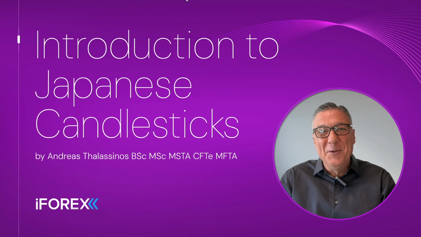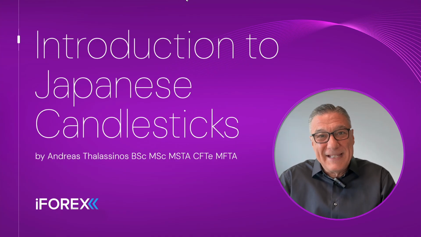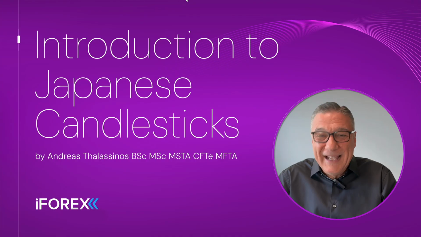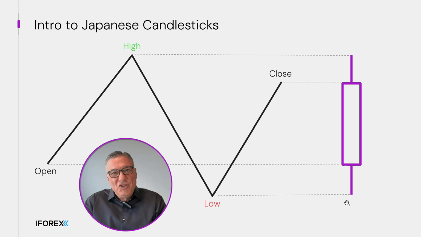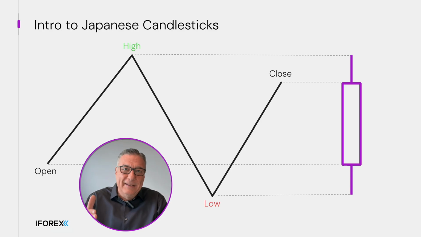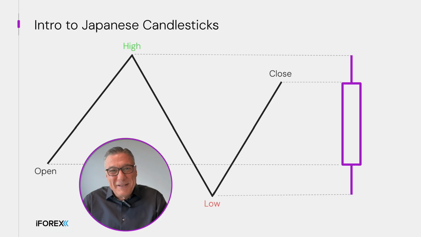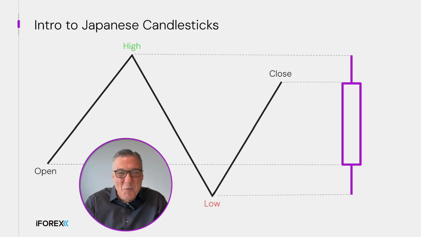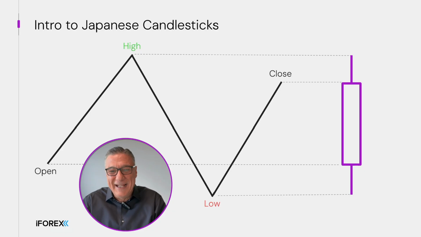Without further ado, let's dive in and explore this interesting technical analysis tool. The Japanese candlesticks represent the price action of a session. A session might be the daily session, the 4-hour session, the 5-minute session, the 1-hour session. I'm sure you get the idea, right?